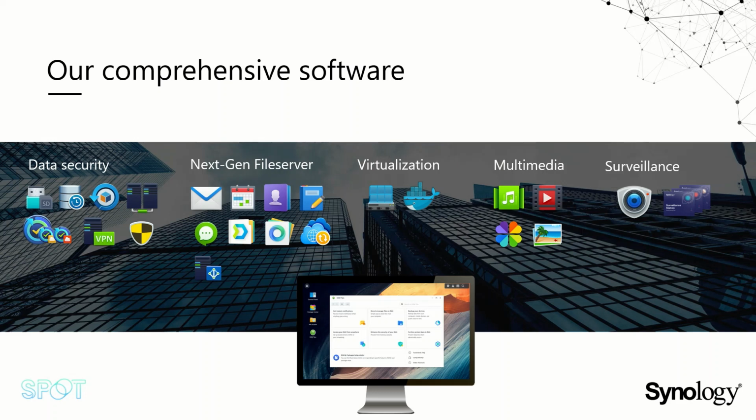In DSM, there's a Package Center, which is a bit like the App Store on the iPhone, and here you can download the desired packages or applications and install them on your own NAS. There are over 130 apps, and most of these are actually free. In particular, we cover 5 key application areas: data security, next generation file server, virtualization, multimedia, and finally, surveillance.